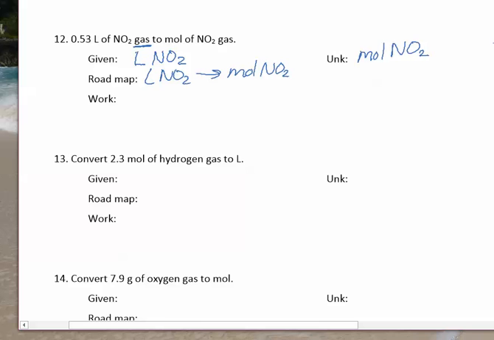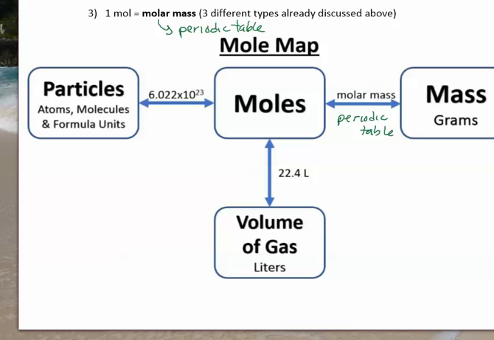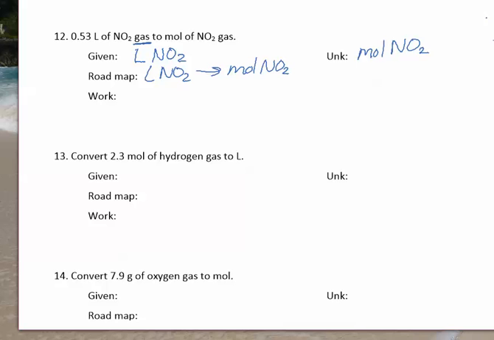So let's take a look at our mole map. So here we have liters of a gas, or volume of a gas, going to moles. This is where we use the 22.4. Now sometimes these problems could be in like milliliters, so you'd have to convert to liters in order for it to work out. So we're using the 22.4 liters in this problem.